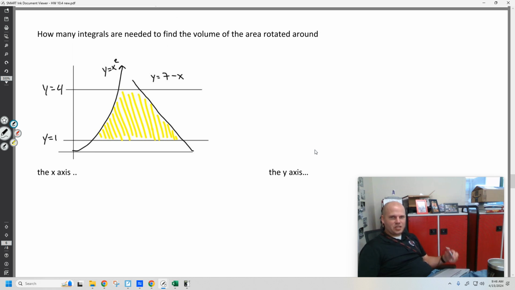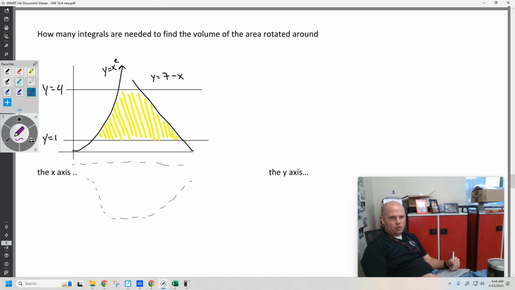How many integrals do you need to spin this around the x-axis? Well, it all depends. I can see I need 1 set of washers, 2 sets of washers, 3 sets of washers, because my outer radiuses change.